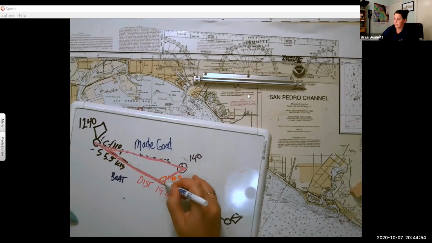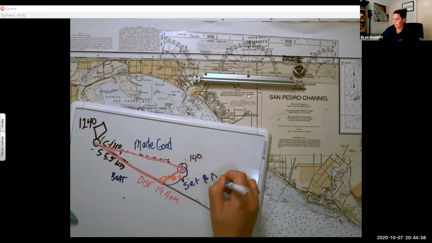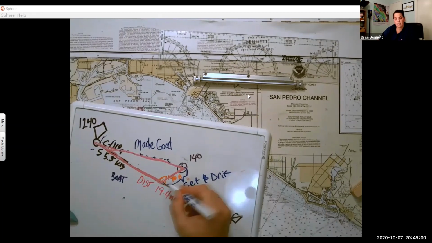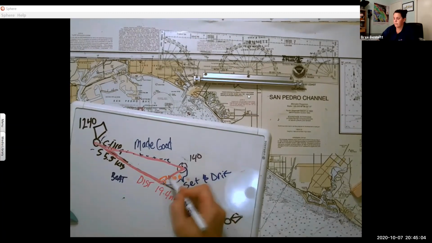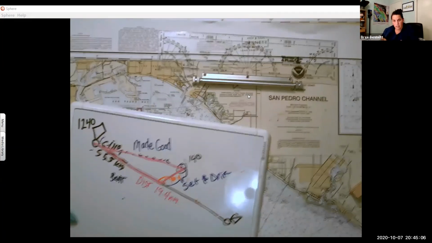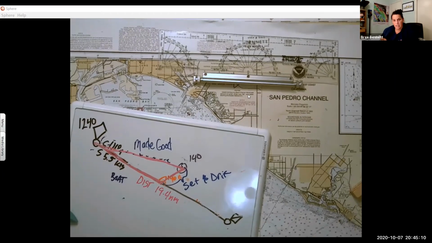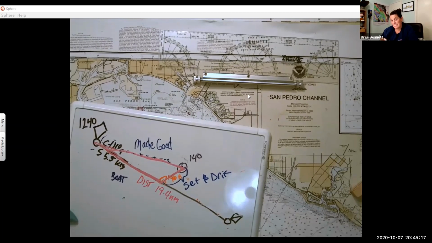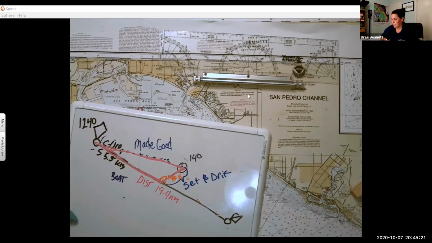Our last line is our set and drift line. So I can calculate what my current and my set and drift are from calculating that line using our 60D street. But we're going to go into that at a later date. I'm just complicating things for you. But keep on working.